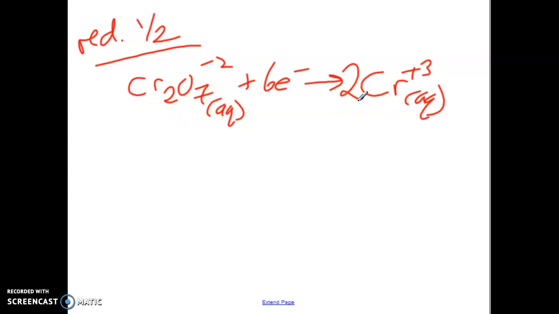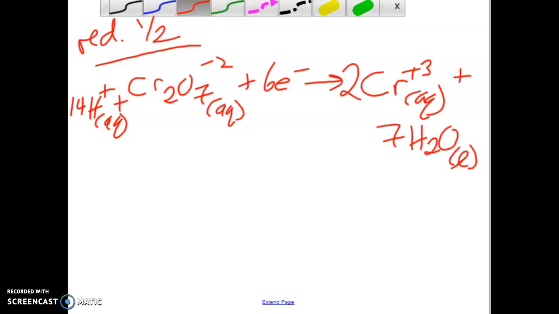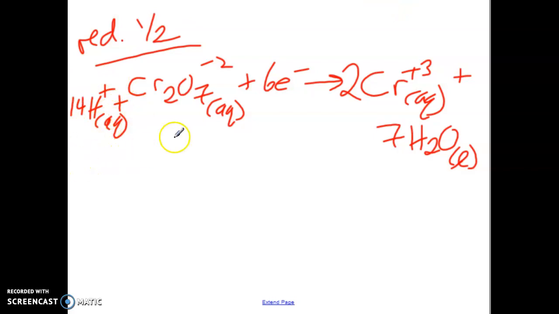Then we would look for other elements other than oxygen and hydrogen. We don't have any other ones, but we do have oxygens. Because we have 7 oxygens, we need to add 7 waters to the right-hand side, right? So we have 7 oxygen, 7 oxygen. And now we're going to look at our hydrogen ions. We have no hydrogen on the left. We have 14 on the right now. So we need to add in our 14 hydrogen ions. One of these is a plus and one of these is a charge. Okay, 14 hydrogen ions on the left. So now we have a fully balanced reduction half reaction.